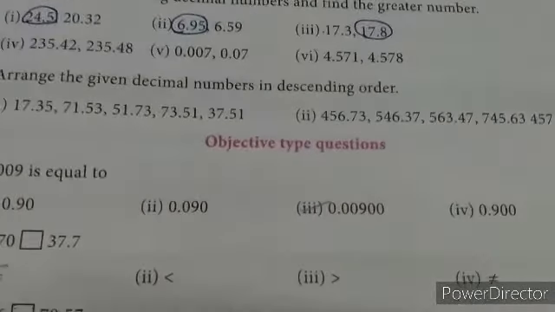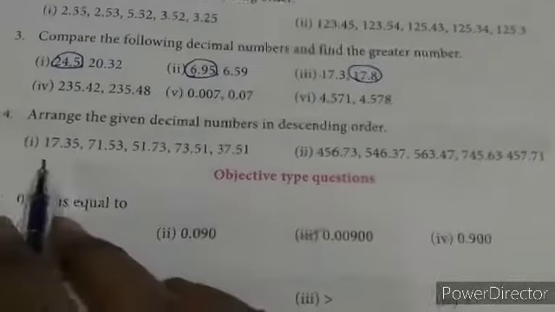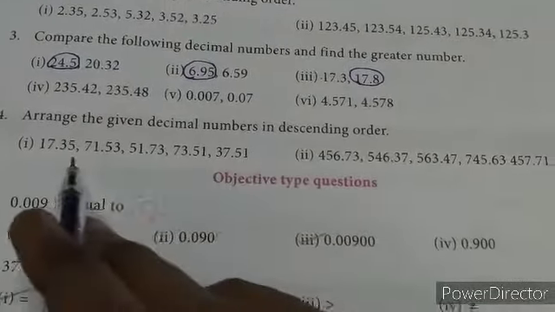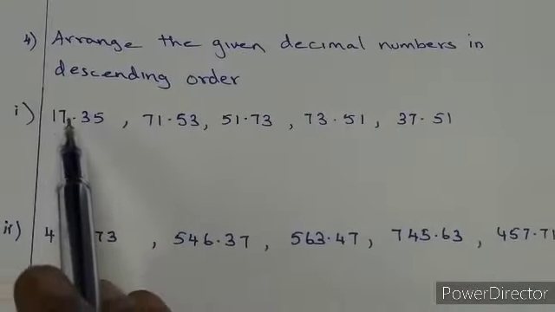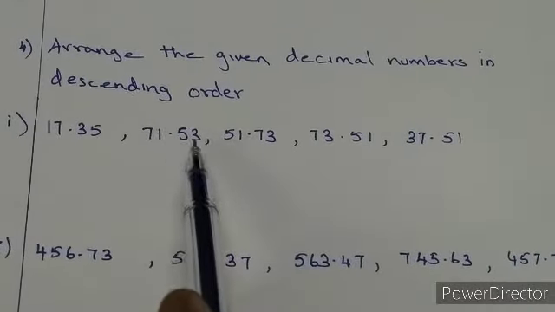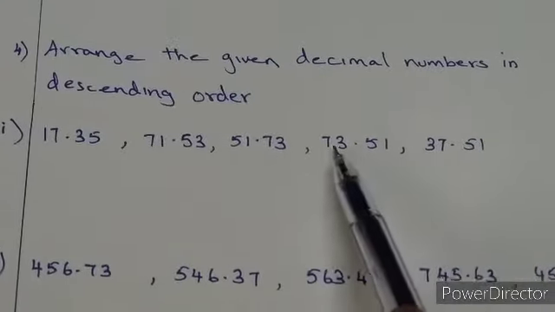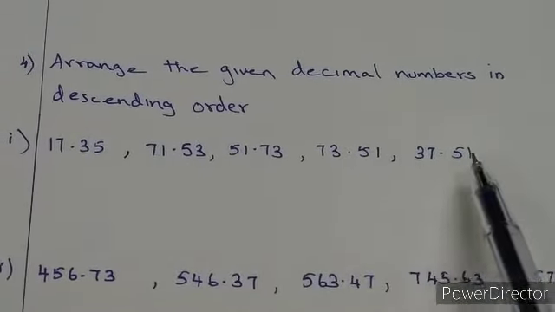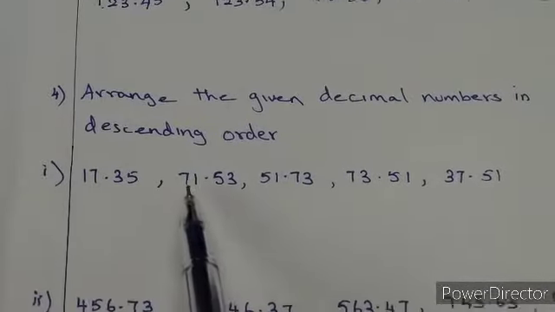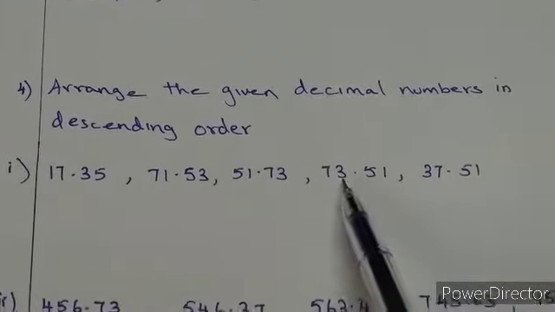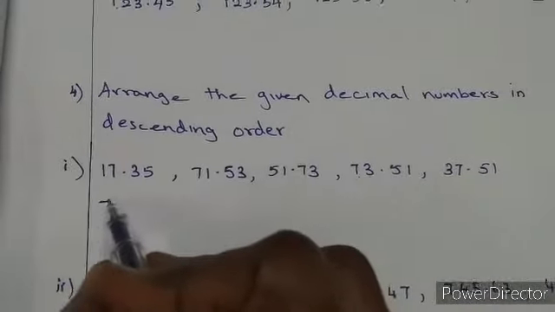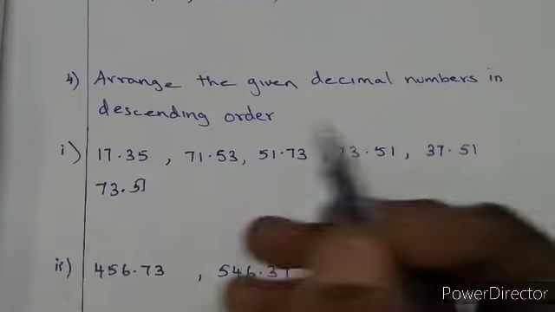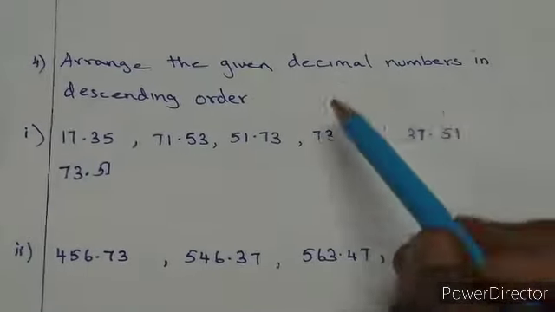First step, you have to compare the whole number part to find the greater number. Then we can move to the decimal part. Let's try this sum in the classwork note. The numbers are 17.35, 71.53, 51.73, 73.51, 37.51. Now here 71 and 73. Here 73 is greater than the other numbers. The first step, you write 73.51.